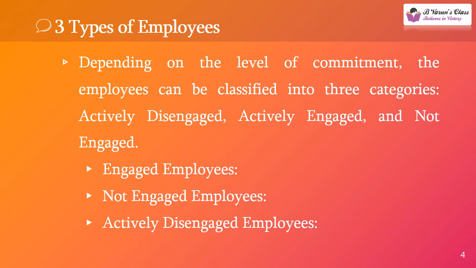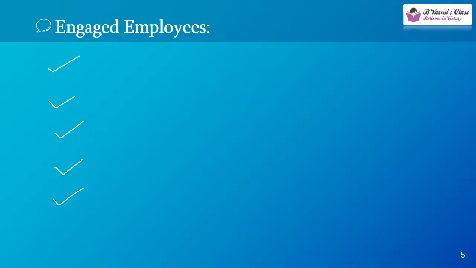First one, actively disengaged. Second one, actively engaged. Third one, not at all engaged with the organization. Or these employees are categorized as engaged employees, not engaged employees, or actively disengaged employees. In every organization, and not only in organizations, in every project team or every group of people, everywhere we can find engaged, not engaged, or actively disengaged employees.